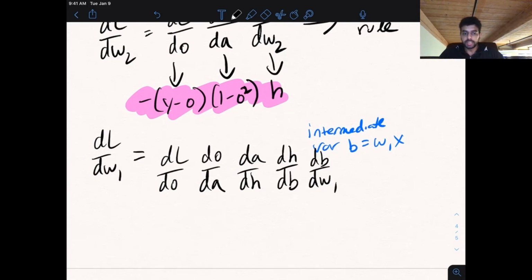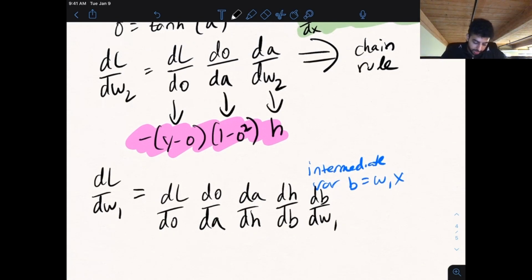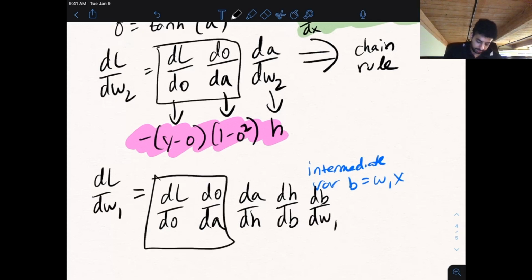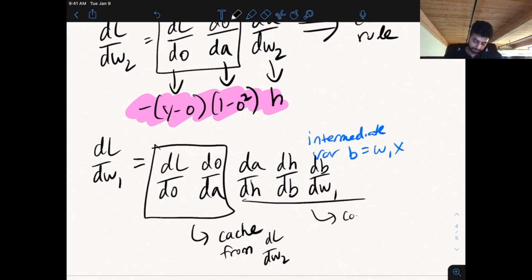Okay, so the key point in backprop, one of the key points, is that if you look at these two equations here, there are some common terms, right? So specifically, these two terms are shared for both computations. Therefore, I can cache this from the computation of dL dW sub 2, and all I have to do is compute these terms.